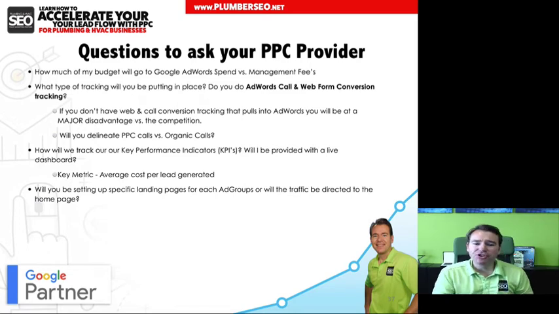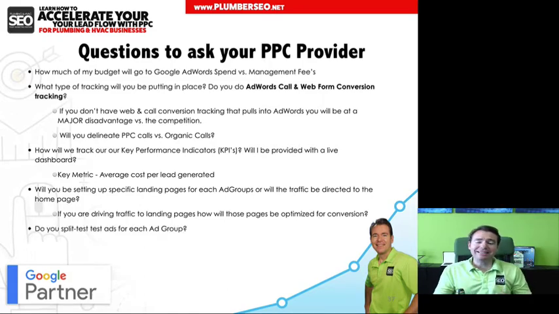You want to ask them if they're setting up specific landing pages for each ad group, or whether it's directing straight to the homepage. Right? That's a critical question. If they're just sending everything to your homepage or to your About Us page, that's a key indication that you're not really optimized to convert. You probably have a low quality score, which means you're paying more per click, and your conversion rate's not going to be very good because you don't have a really well targeted landing page.